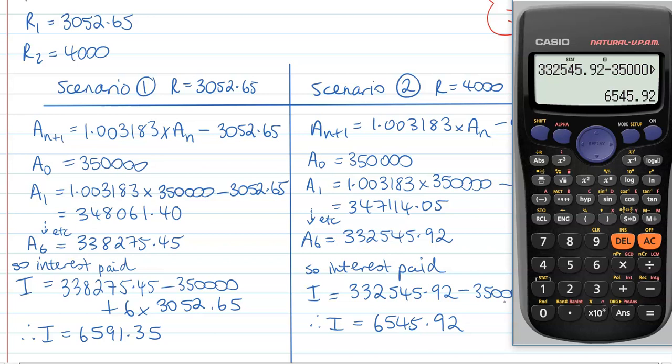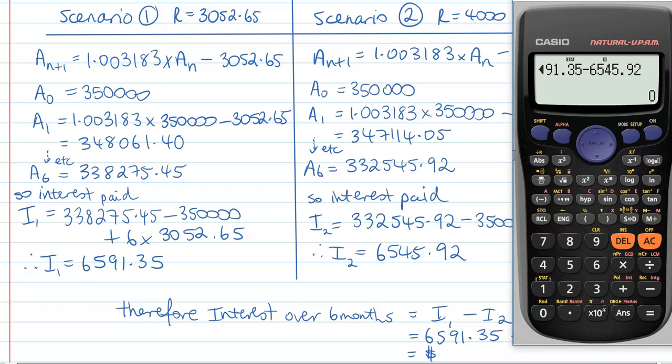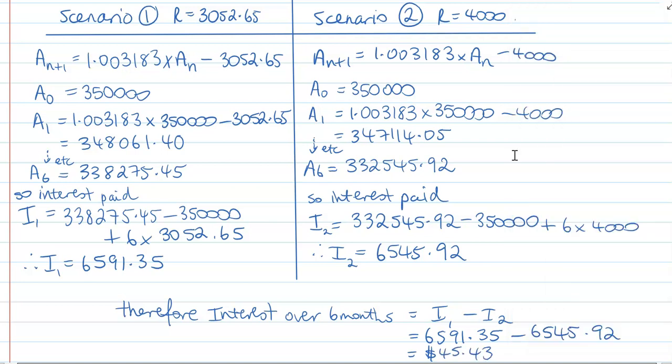So lastly, we need to look at the difference of interest. So how much has he saved? I've labeled them as I1 and I2. I simply will find the difference between those two values, and that will give me the amount of interest that he saved over that 6-month period. Plug these values into our calculator, and that gives us a total interest saved of $45.43. So he makes a saving of $45.43 in interest paid back to the bank over those 6 months.